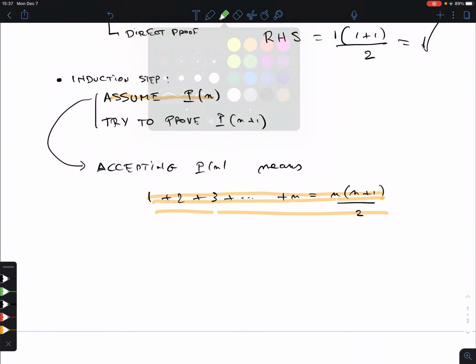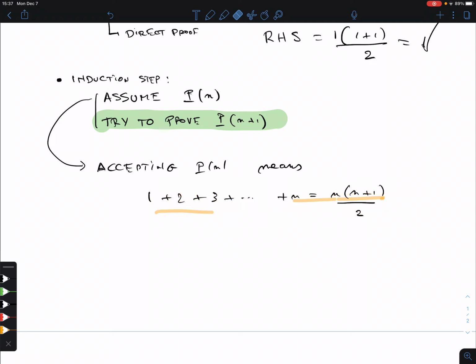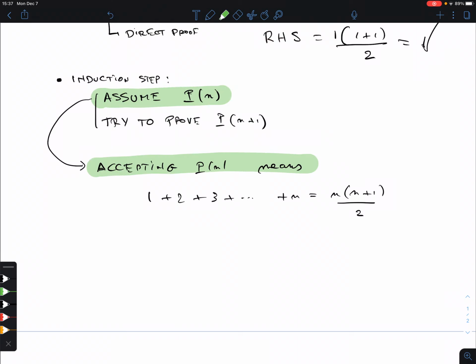What is the other one? Perhaps I should do this a bit bigger, right? So what is this one? Try to prove Pn plus 1. Sorry, it looks a bit weird the way that I was doing this, so let me get rid of this and make it bigger here. So assume Pn, okay? This is what we assume. Since I'm playing with colors, I should use green for things that we know. So green means this is what we know, that's the formula that we can use.